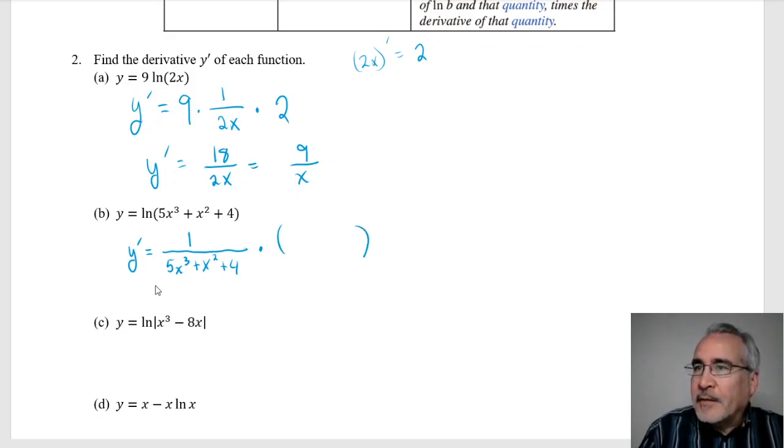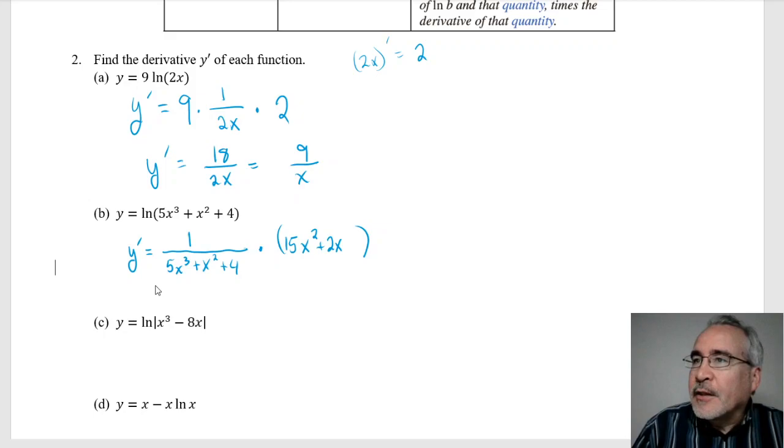So taking the derivative of the inside, we get 3 times 5 is 15. Subtract 1 from the exponent, that's x to the second power. For the second term, 2 comes down in front. 2 times 1 is 2. Subtract 1 from the exponent, so 2 minus 1 is 1, which we don't write. You could put it there, you don't have to. The derivative of 4 is 0. So you could put a plus 0, but we don't need it. This is our answer. And we've got lots of space over here. I'm going to put that derivative in the numerator.